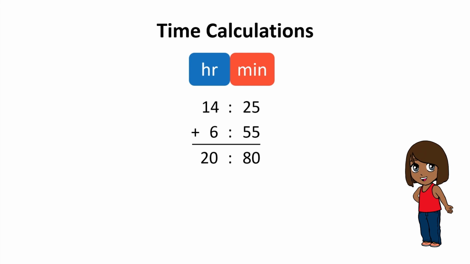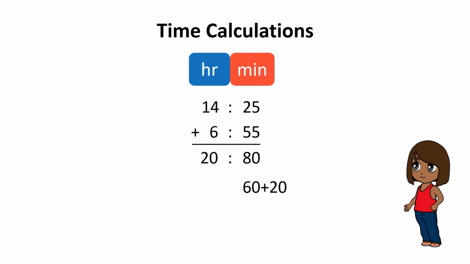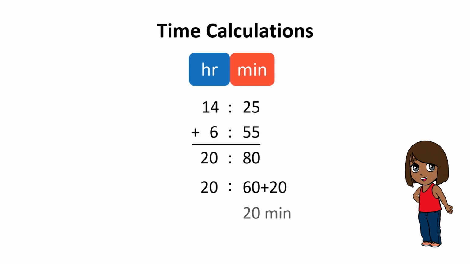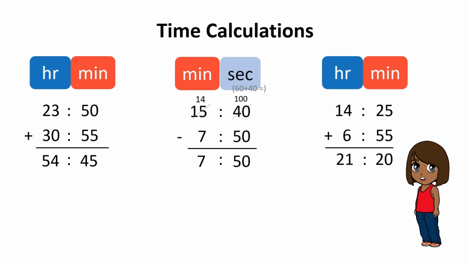Now, since minutes is more than 60, we carry over 60 minutes from minutes to add an hour to the hours section. We get 21 hours and 20 minutes. So, we solved the 3 questions.